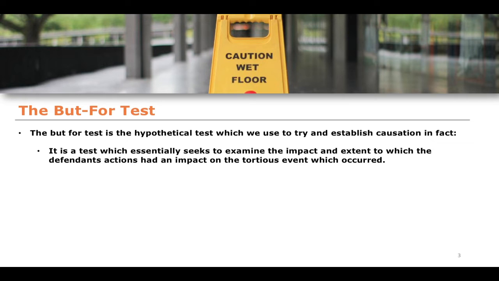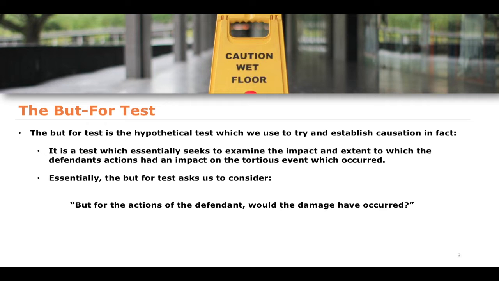It essentially asks us to consider the impact and the extent to which the actions that were ascribed to the defendant were impactful to such an extent as to cause the tortious event that leads to the damage to the claimant. So first of all, we're assuming that there is a breach of a duty of care. And the But-For Test simply asks us to consider the question, but for the actions of the defendant, would the damage have occurred? That's essentially the gist of the But-For Test in terms of its basic descriptive elements.